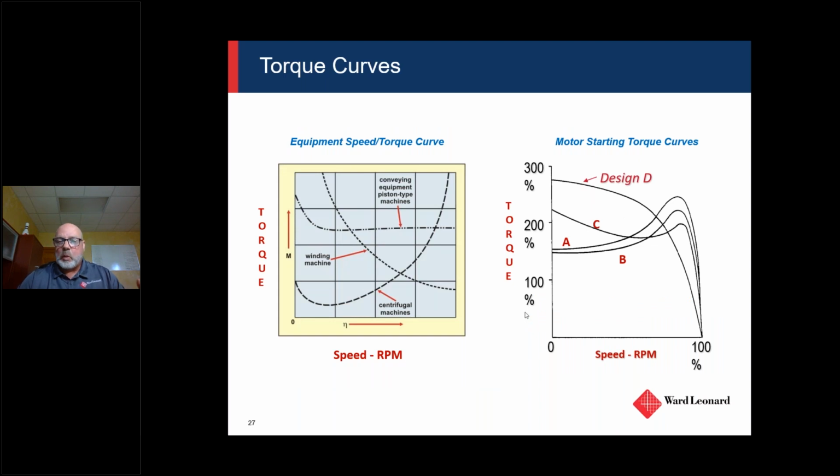It's just the difference in the way the torque curves look from A, B, C, D design, and it kind of shows the relationship of speed versus torque.